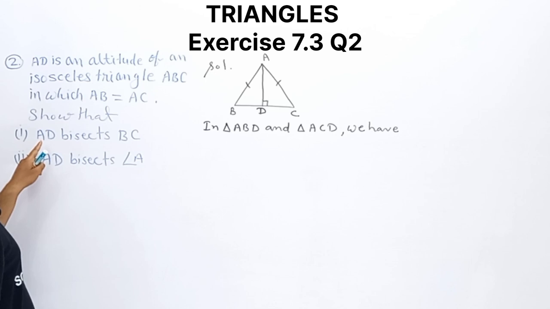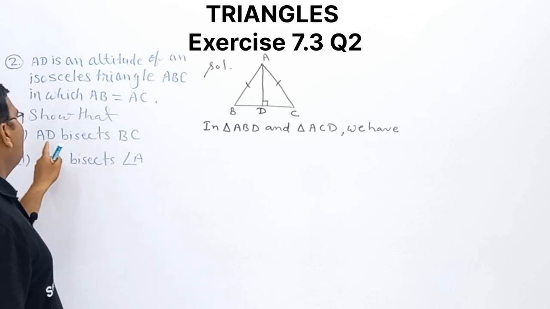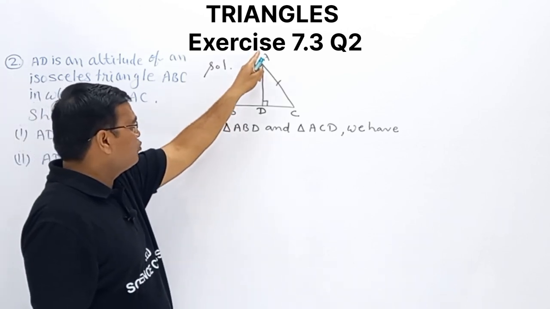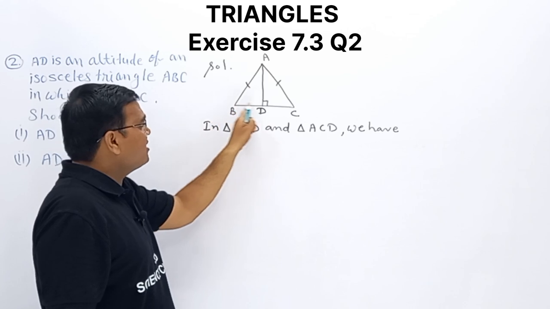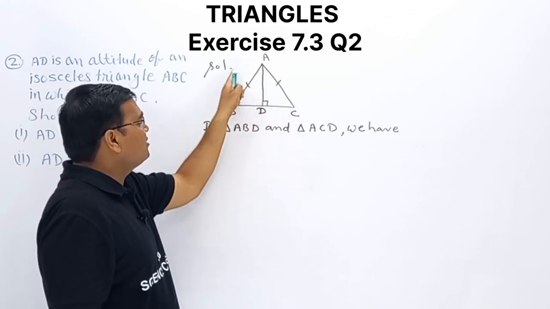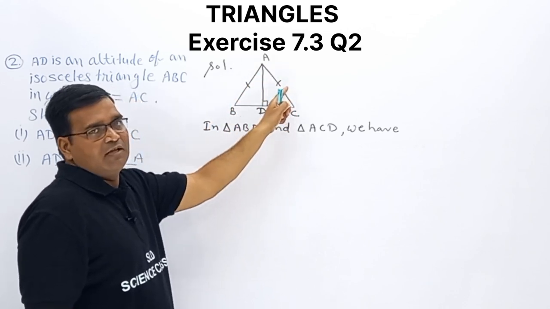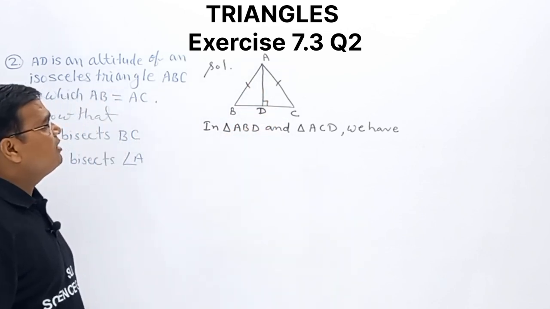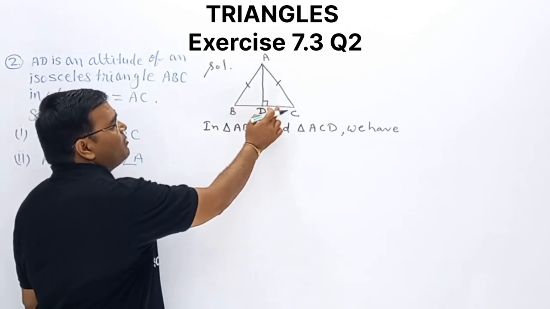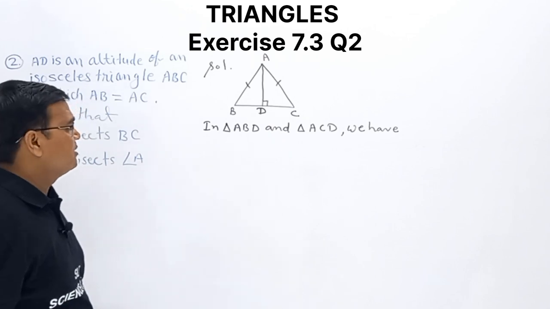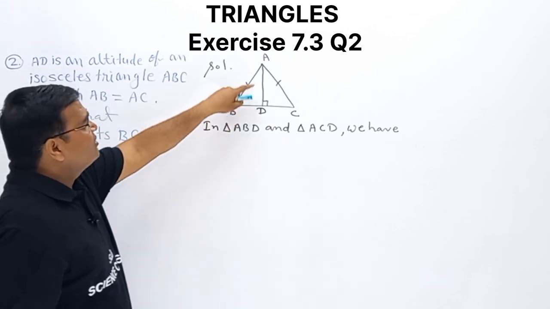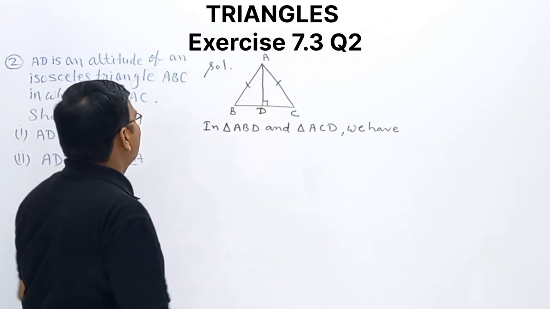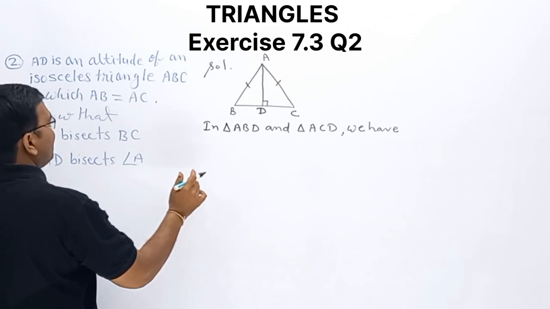We want to show AD bisect BC. We want to show AD is bisecting this BC. So we are taking this triangle and this triangle. Once these two triangles are congruent, then we can say this side will be equal to this one, and we proved this one. Clear? So we are taking this one and this one. Clear? So in these two triangles what are we having?